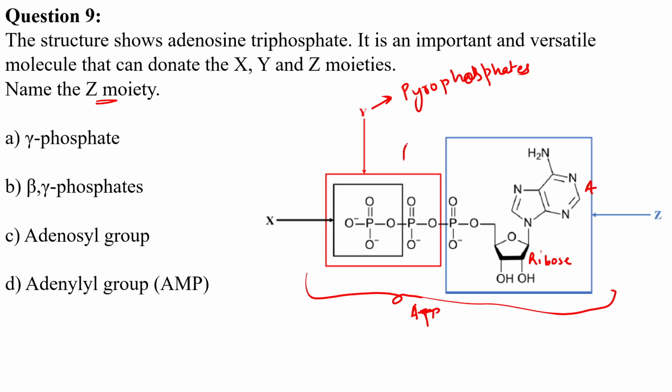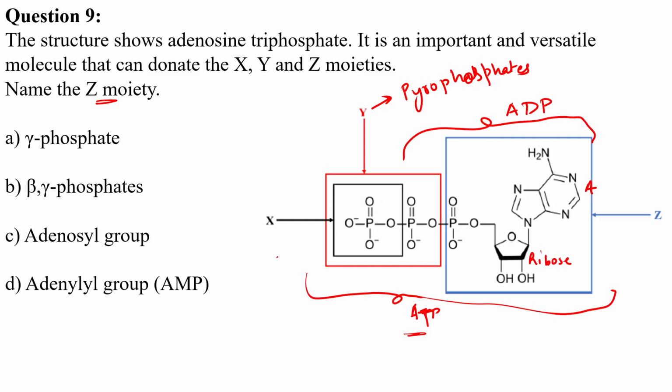So if I ask you what is this part, this will be ADP. Okay. So adenosine monophosphate, adenosine diphosphate and adenosine triphosphate. Okay. So this is a nucleotide, because we have an adenine, we have a ribose sugar and we have phosphate. So ATP, ADP and AMP. This part is called pyrophosphate, Y is pyrophosphate and X is monophosphate.